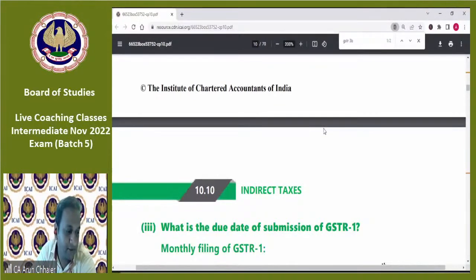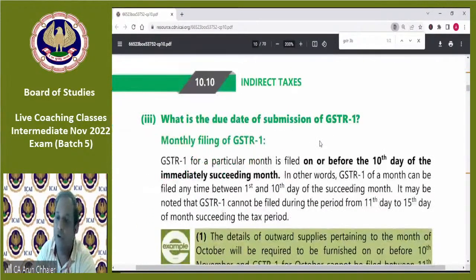Shivam, regarding interest and penalty, please note that penalty is a separate concept, interest is a separate concept, and late fees is a separate concept. So you will not merge the word penalty with late fees, or with interest. Interest is levied according to section 50. Late fees are levied according to section 47. Penalty has multiple sections: 122, 123, 124, 125, 73, 74.